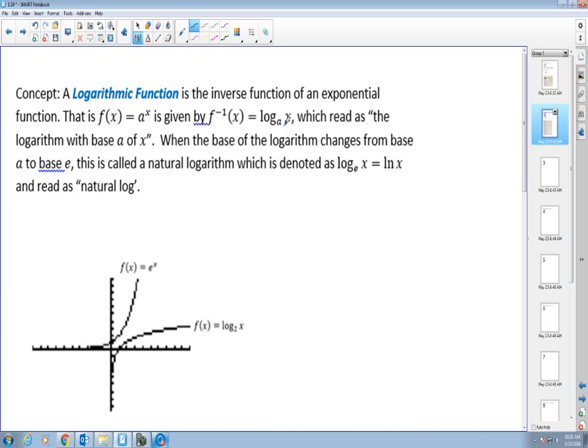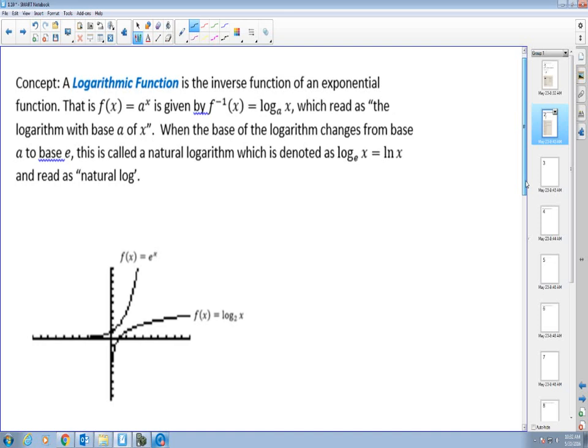Now if I change the numerical base a to a base e, then that becomes a natural log function. So what is a natural log? Natural log is simply a log function using the base e. Alright, so log is an inverse function of exponential. That's basically what a log function really is.